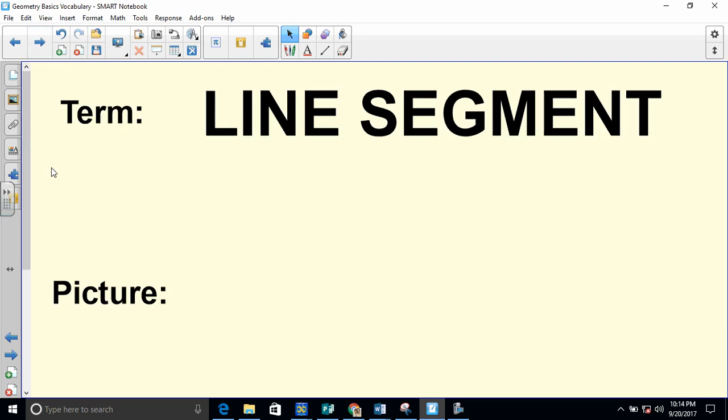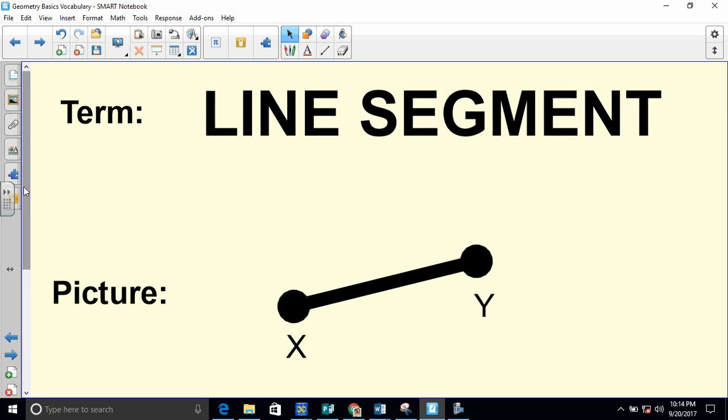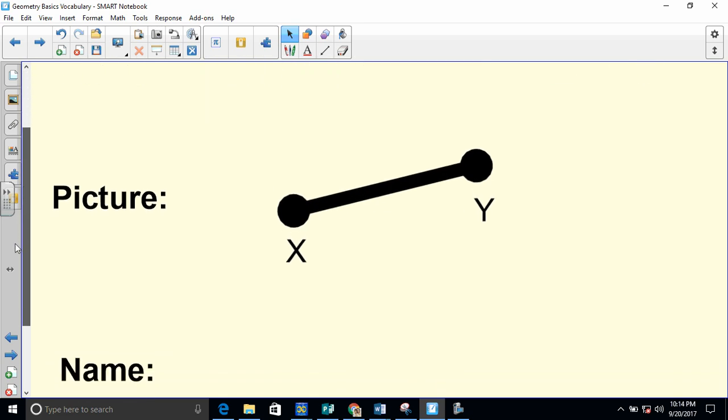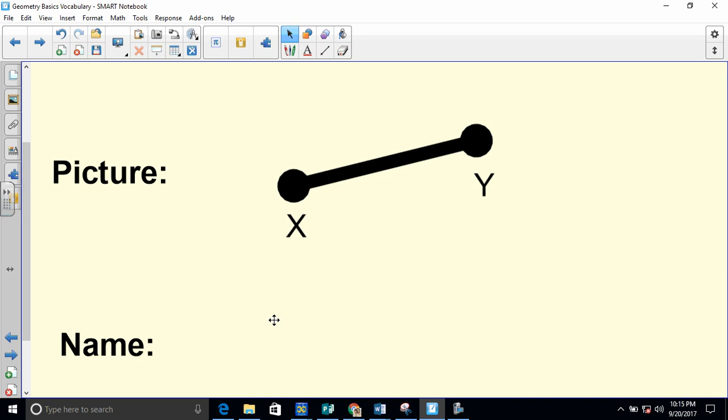Our next term is a line segment. A line segment is a portion of a line. It has two endpoints, and it does not continue on and on in both directions. To name a line segment, we write XY and put a line over it, but not with two arrowheads on the ends, just a line over it. That says line segment XY.